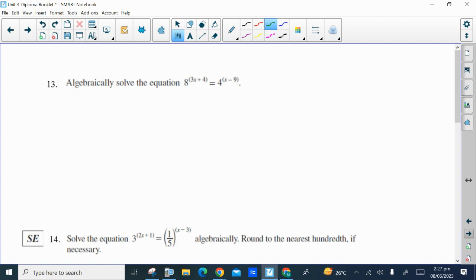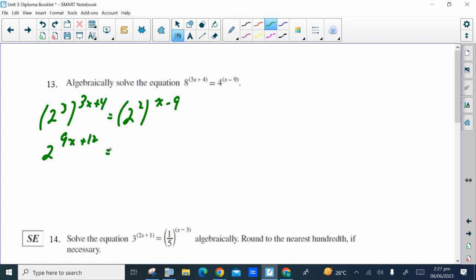Number 13, this one can be done by making the bases the same. 8 is 2 cubed. 4 is 2 squared. So for that first one, you're going to multiply the exponents. Same thing for the second one. And now we've expressed both sides as single powers with the same base.